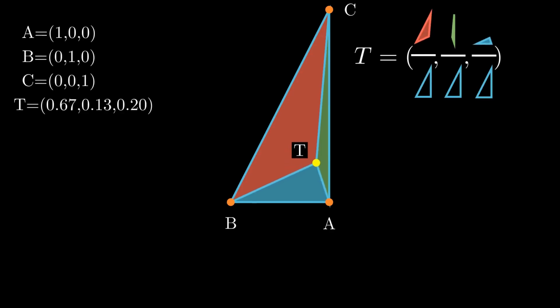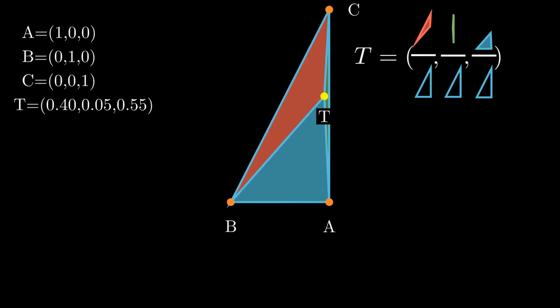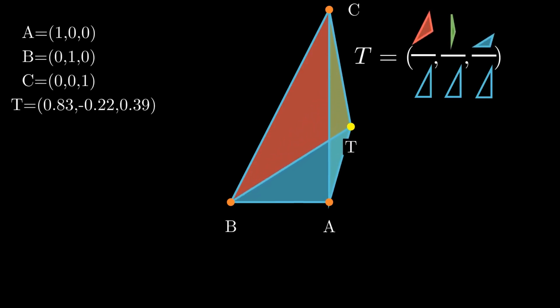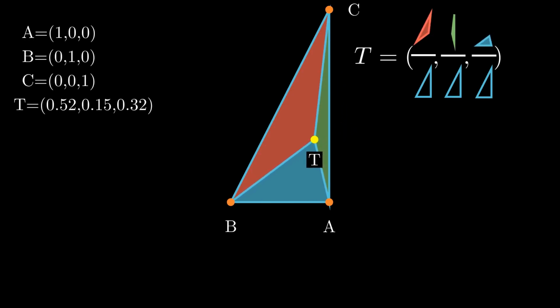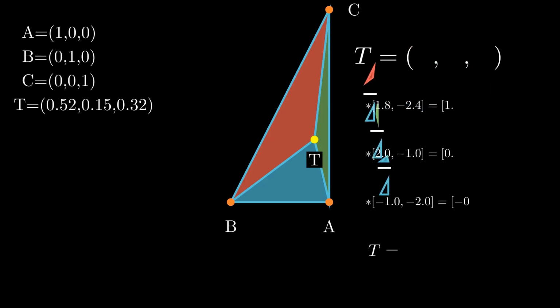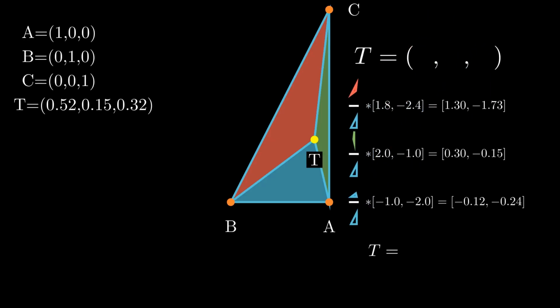You will get first coordinate out of 3. For our point T, area of CAT divided by area of ABC, you get second. Area of ABT divided by area of ABC, you get third. To convert from barycentric to Cartesian coordinate system, multiply first coordinate of T by point A in Cartesian coordinates, second coordinate of T by B, third coordinate of T by C. Sum them up, you get T in Cartesian coordinates.